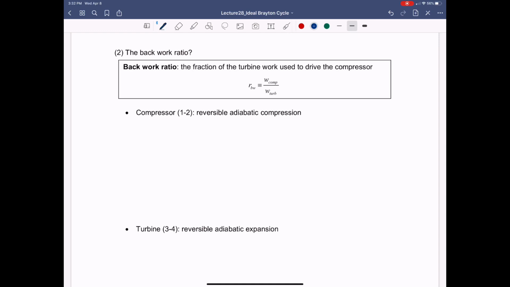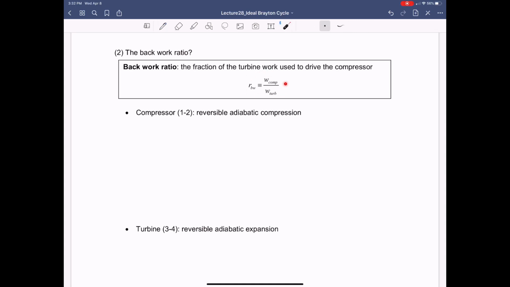So the back work ratio actually tells us how much fraction of the turbine work that we can produce is used by the compressor. If we have a higher back work ratio, that means that we need more power to run the compressor. Exactly the same way, that means that less work can actually be used for power generation. So that is what back work ratio means. It can be written as this equation.